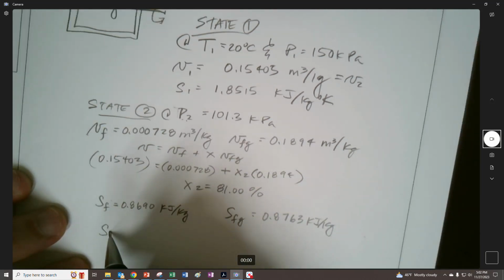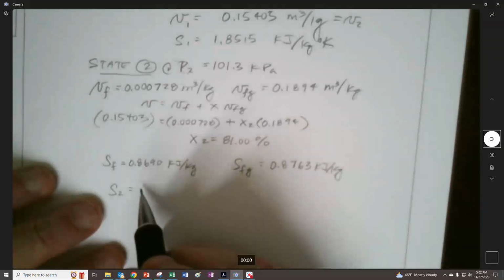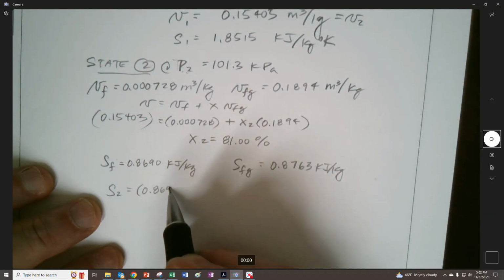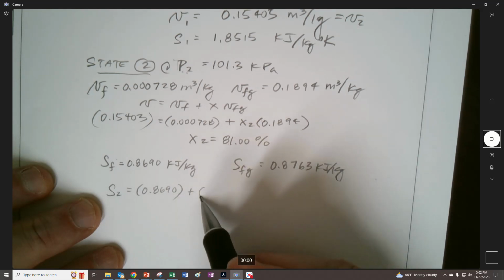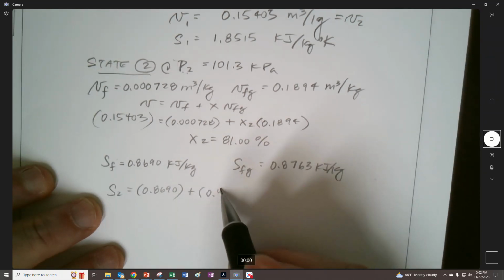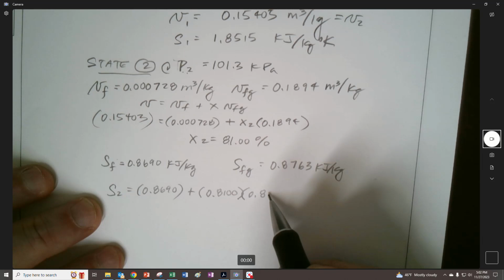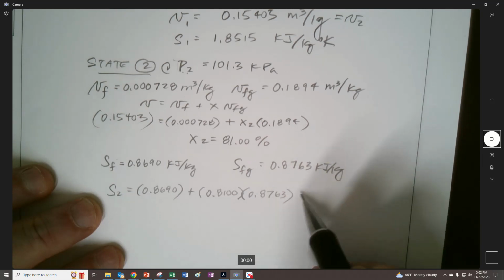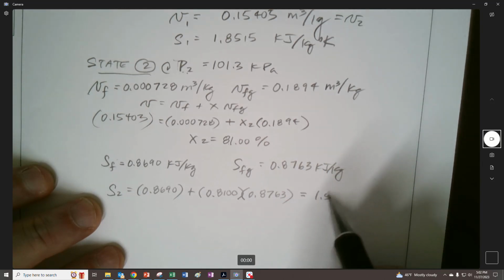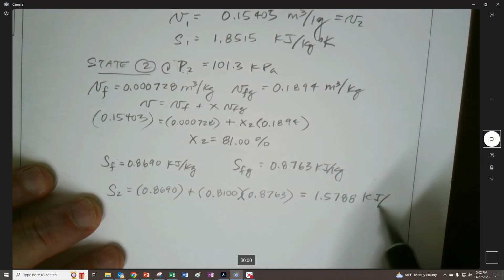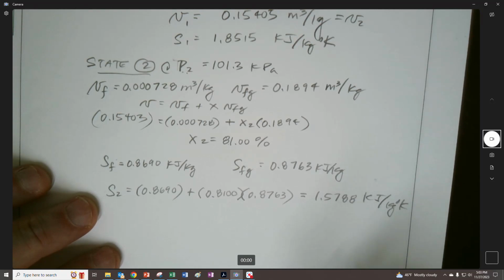And so we'll find the S at state 2, taking the fluid and adding to it the quality times the difference here between the fluid and the gas, and we get 1.5788 kilojoules per kilogram degree Kelvin.